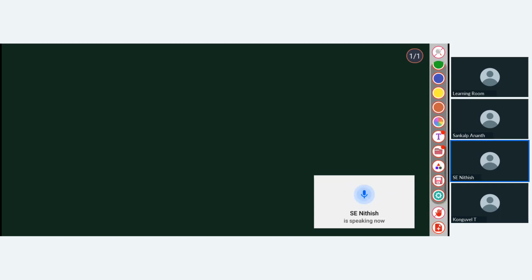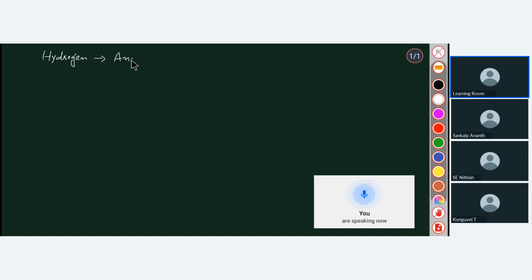So can I just give a quick recap? We have discussed the position of hydrogen, in which I told you that hydrogen has an anomalous position. Anomalous means that it resembles group first, the alkali metals, and along with that it also differs from the alkali metals. It also resembles the group 17 elements, the halogens, but it also differs from the halogens. So its position is not fixed, it is not proper.